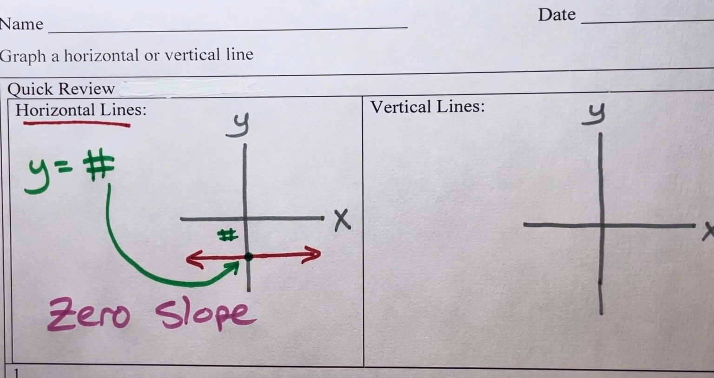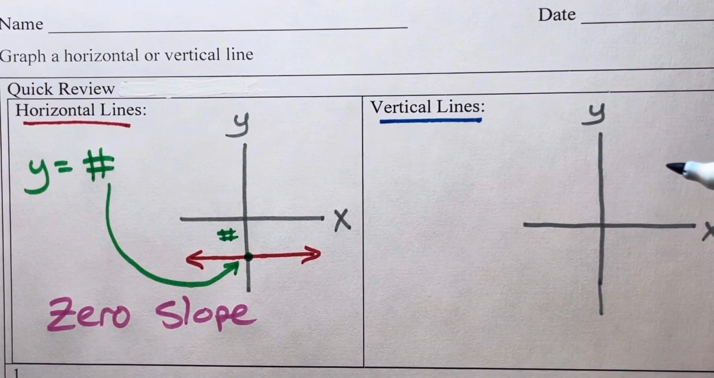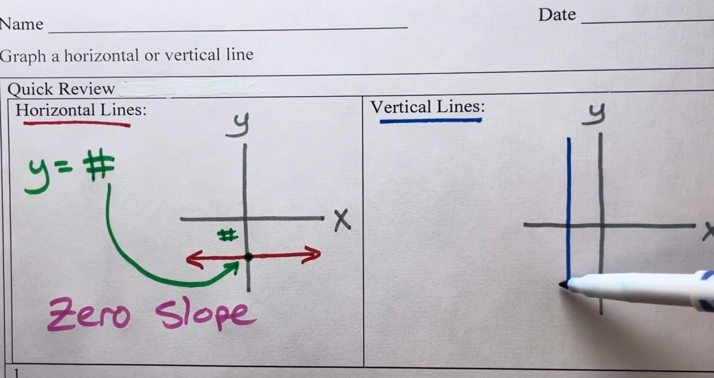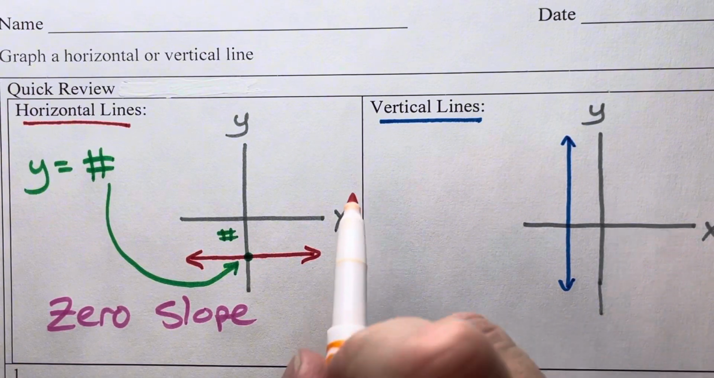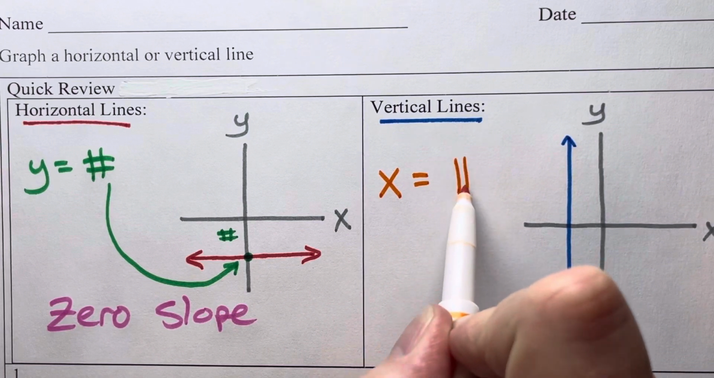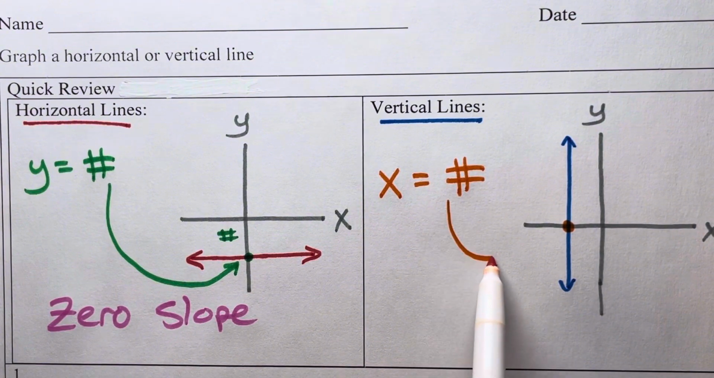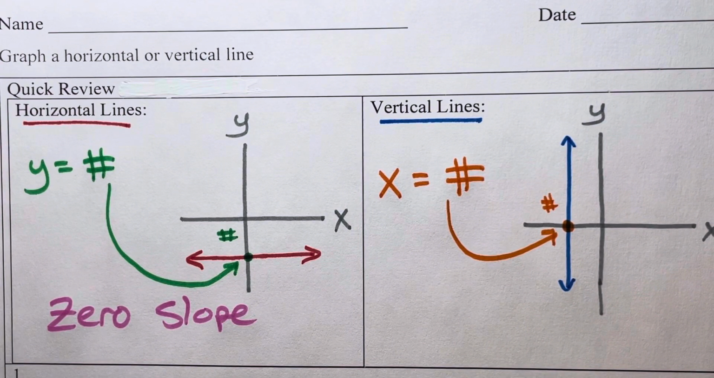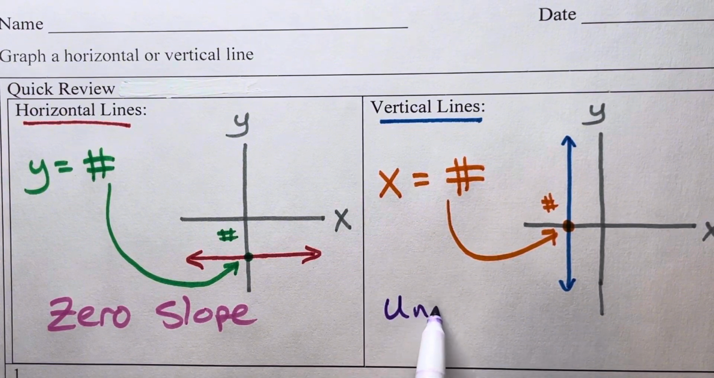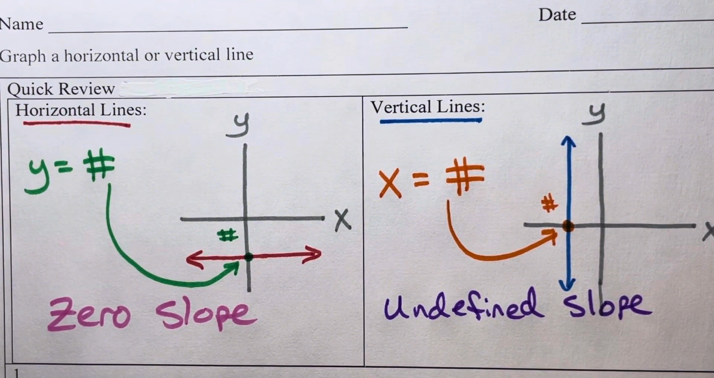We also learned in the previous lesson that vertical lines are lines that are straight up and down somewhere on your coordinate plane, nice and straight, and all of their equations are of the format where x is equal to a number. And that number is wherever our vertical line happened to cross the x-axis. We also learned that all of our vertical lines have an undefined slope. All right, let's get to graphing.